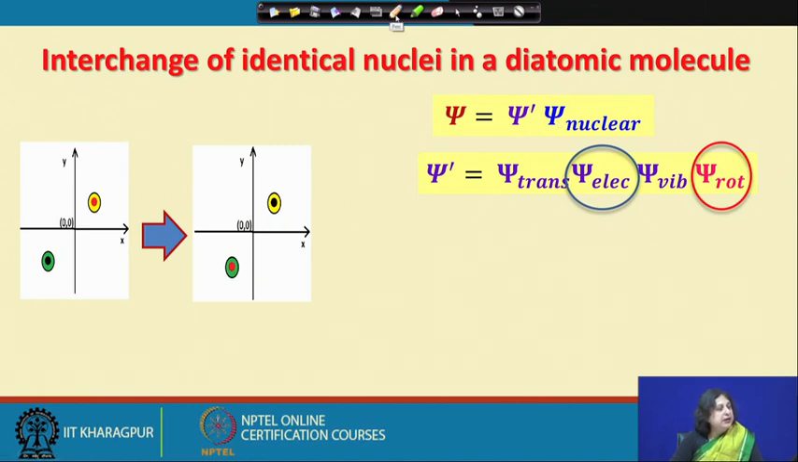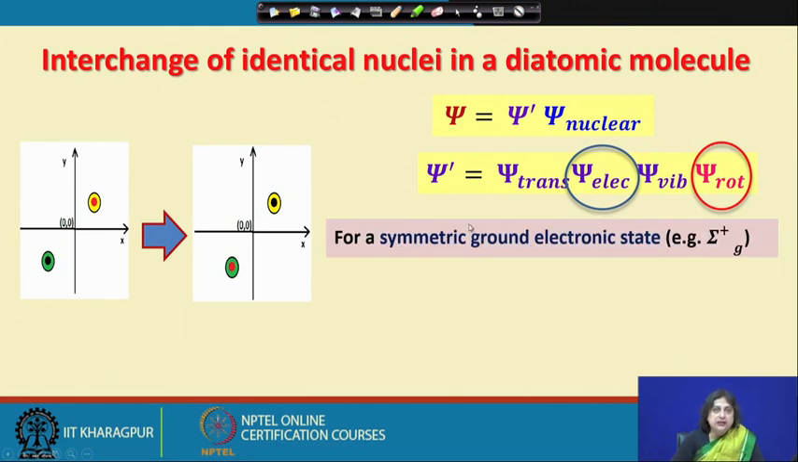I will come to the case of psi nuclear a little later, but let me first look at the symmetry properties of psi prime. Now, psi prime depends on these 4 factors, of which this and this are clearly symmetric with respect to the interchange of the nuclei. So, we are left with these 2 terms, psi electronic and psi rotational. Now, as I have already mentioned, in most of the cases, psi electronic is a symmetric ground electronic state, which remains unchanged with respect to inversion through the center.